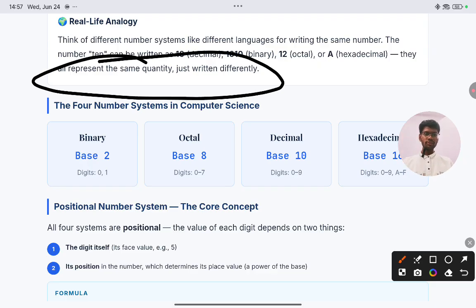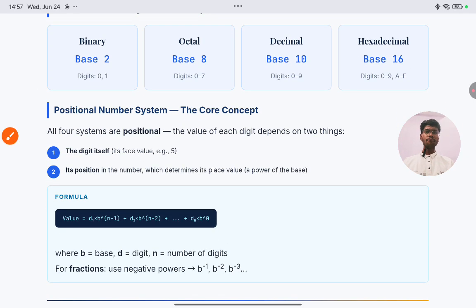So these are the bases of the four number systems. Binary is base 2, as it has two digits only, 0 and 1. Octal is of base 8, as it consists of digits from 0 to 7. Decimal is of base 10, consisting of digits from 0 to 9. Hexadecimal is of base 16, consisting of 0 to 9 and A to F.